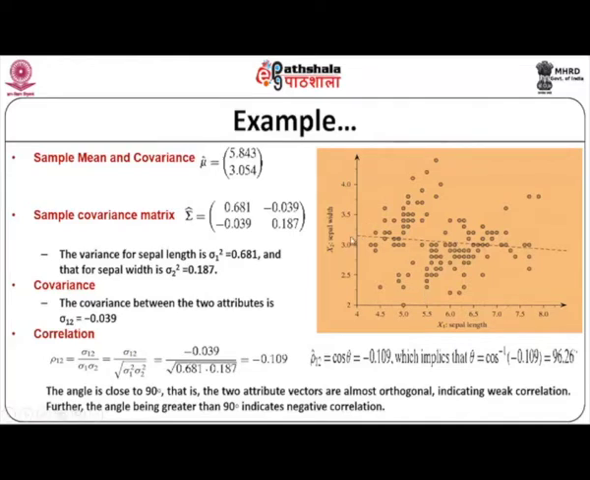Since there are two dimensions or two variables, we end up with two means, mu1 and mu2, one for sepal length and another one for sepal width respectively. Mu1 will be 5.84 and mu2, that is the average for the sepal width, will be equal to 3.054.